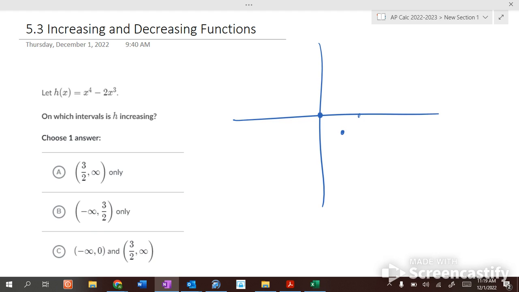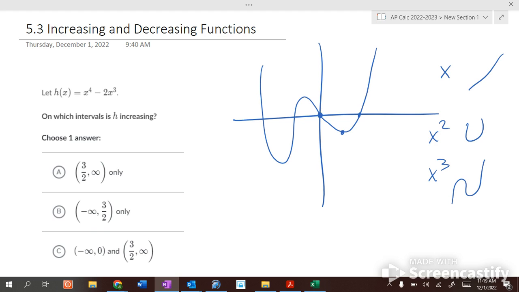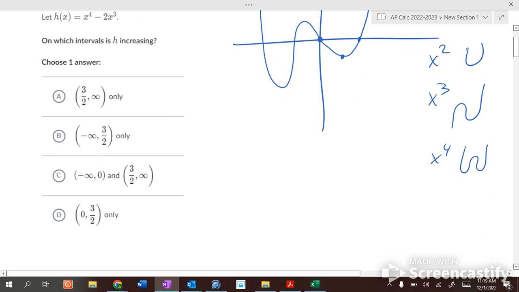0 at 2? Okay, sounds good to me. What happens is it forms a W. Why does it form a W? X to the first makes a straight line. X squared makes a parabola. X to the third is that. X to the fourth is a W. X to the fifth would be like this.